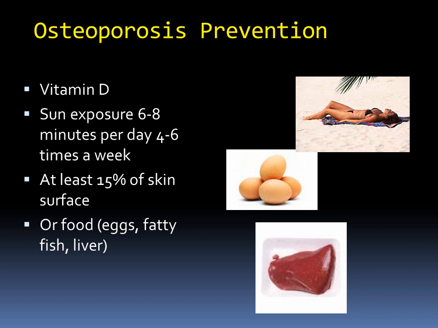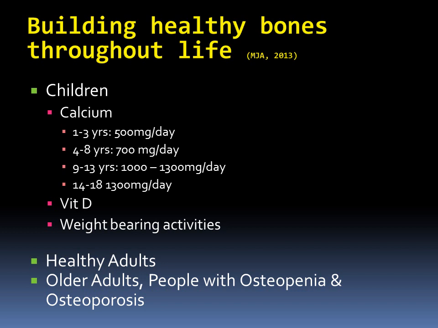Another important preventive element is vitamin D. Vitamin D is needed to help the calcium to be absorbed by the body. Sun exposure of 6 to 8 minutes per day, 4 to 6 times per week, over 15% of the skin surface is quite critical to help maintain vitamin D levels. In addition, foods such as eggs, fatty fish such as salmon, and liver will also increase vitamin D in the body.